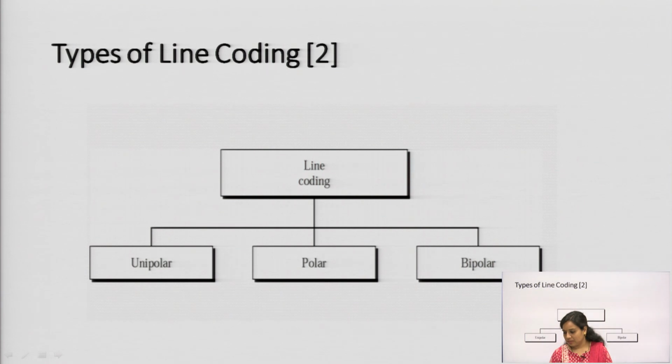Now, types of line coding. In the broad sense, there are 3 types of line coding available. First one is unipolar, second one is polar, and third one is bipolar.